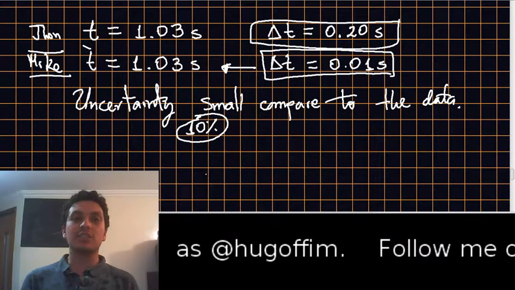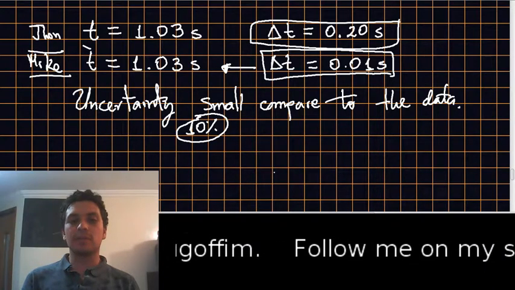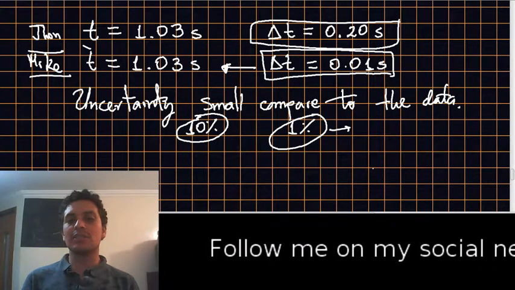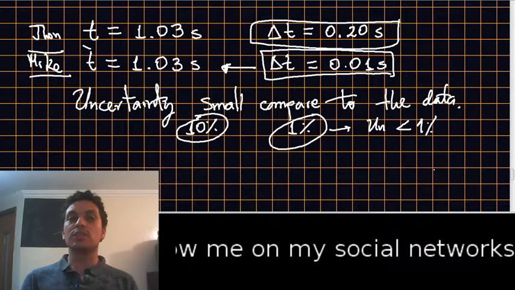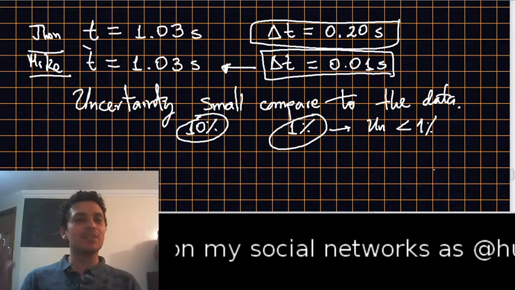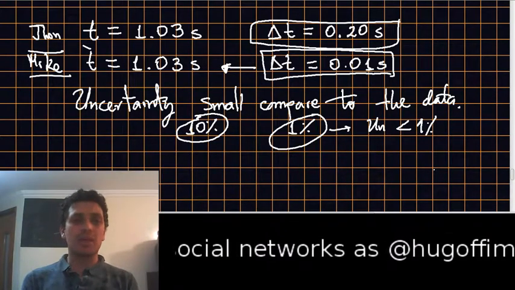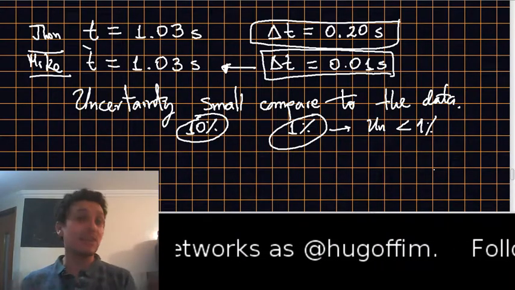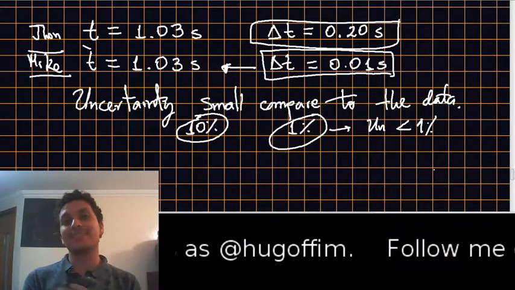So if the uncertainty is 10% of the value, it's good. But if we want to do a better experiment, the best will be 1%. If you can have uncertainties less than 1%, that the uncertainty is 1% of the actual value you're using, you have an excellent experiment, you have reliable data. But if you have homemade experiments or experiments at school that are not so sophisticated, it's good to have less than 10% or less than 5%.